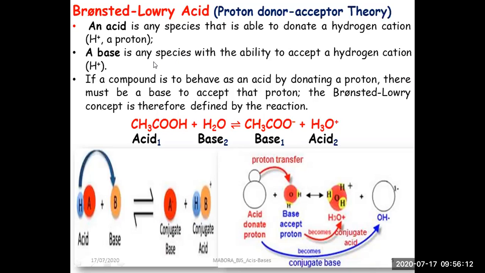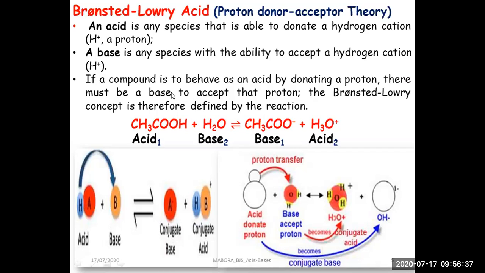Now, this particular theory is not restricted to solvent water, first of all, which was a problem with Arrhenius theory, that your substance should be dissolved in water and then only its property will tell whether it is acid or base. Along with that, Lowry and Bronsted introduced the concept of conjugate acids and bases.